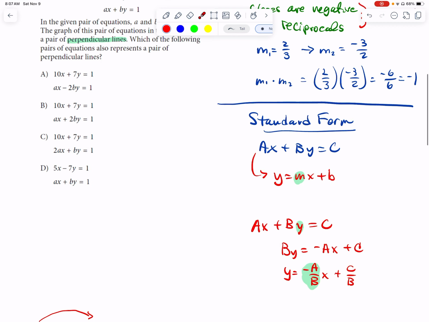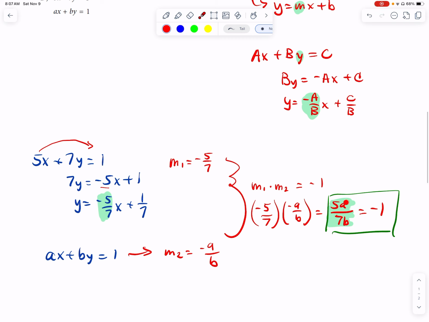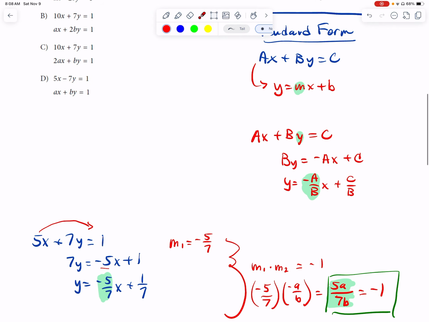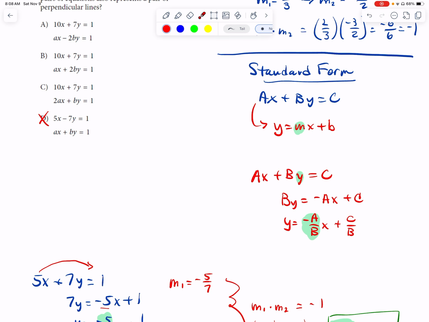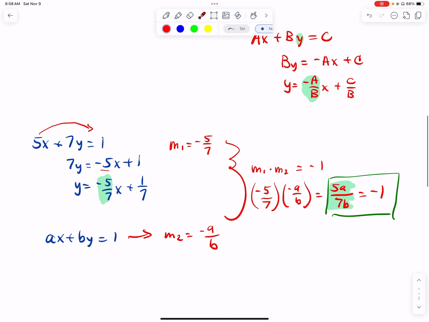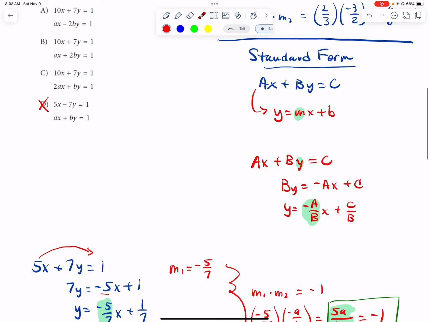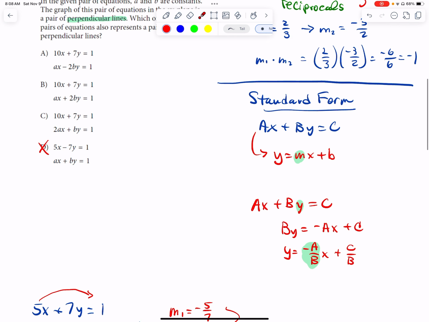That means, remember, whenever we found the negative reciprocal slopes or multiplied them to get a -1, this is what it's supposed to look like. It's impossible for D to look like that because they switched one of the signs. And so I know that this one cannot be the answer because there's no way that I'm going to get this 5a over 7b to equal -1, because they switched this one little sign right here. Okay, that means that my answer choice is just one of these three.